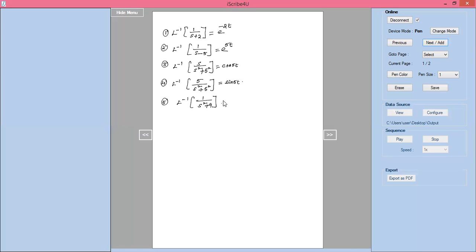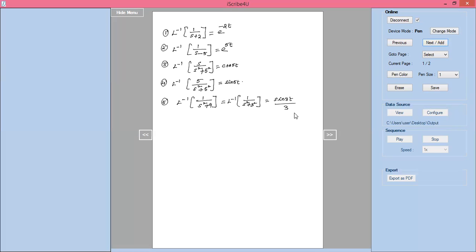So in the next step, L inverse of 1 divided by s square plus 9, I'll write s square plus 3 square. This only I'll write sin 3t divided by 3. Because actually in this formula, a divided by s square plus a square has to come. Here sin at divided by a I'm writing, sin 3t divided by 3.